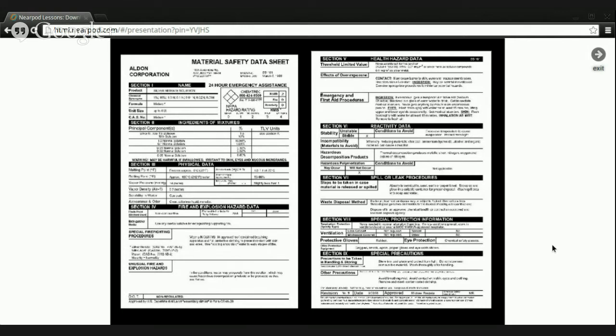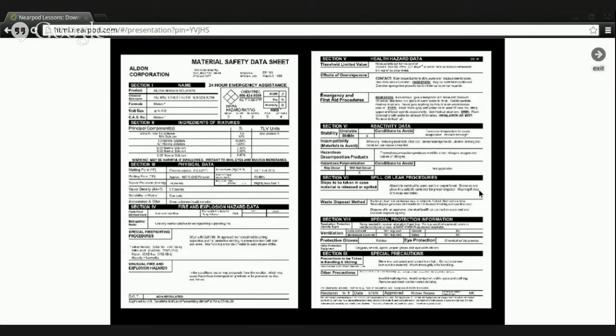Section 7 is going to be your spills or leaks. So if you spill a chemical or leak, do not automatically assume you just use a towel or water to clean it up. You have to know what proper procedure you have to take to clean that chemical up. So that's the section you'll go to.